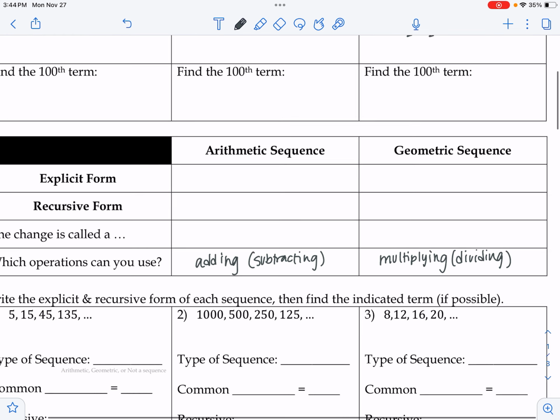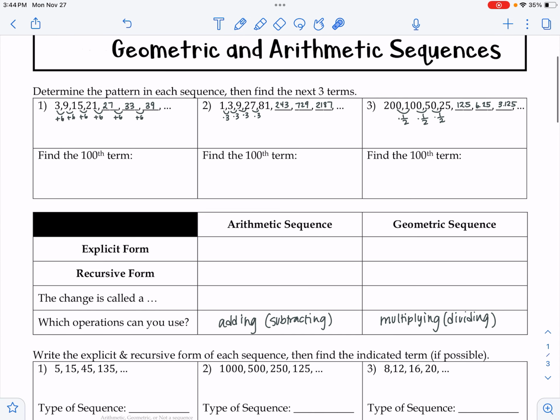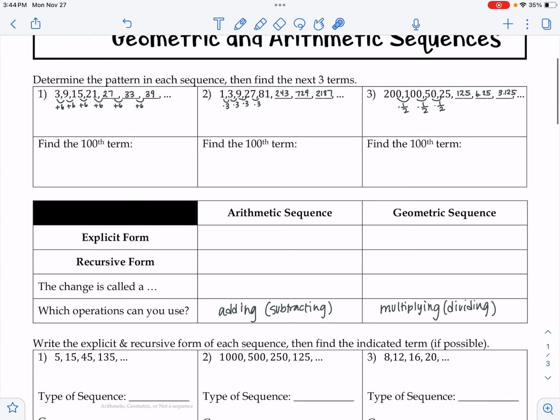Okay, so adding goes with arithmetic. I remember that because they both start with A. Adding, arithmetic. Multiplying is geometric. I don't know why those are the names, but that's what we have. And so the goal is usually you want to be able to find either the next term or even some arbitrary term, like the nth term.